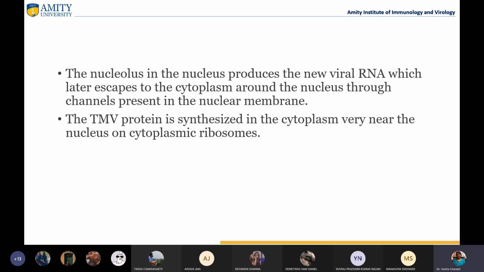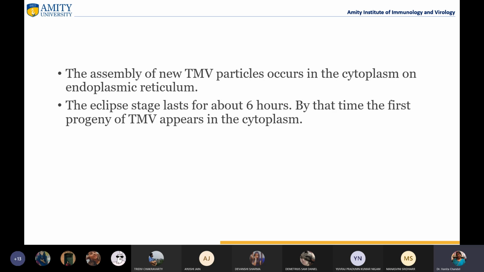The tobacco mosaic virus protein is synthesized in the cytoplasm very near to the nucleus, on the cytoplasmic ribosomes. The assembly of new tobacco mosaic virus particles again takes place in the cytoplasm, on the endoplasmic reticulum. And the eclipse stage lasts for around 6 hours, right? It takes around 6 hours to do that.